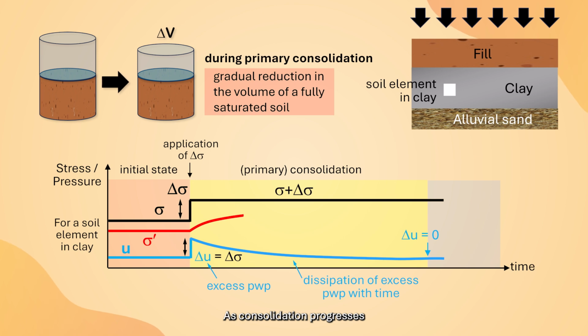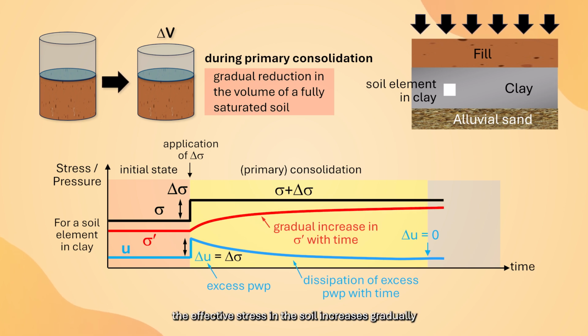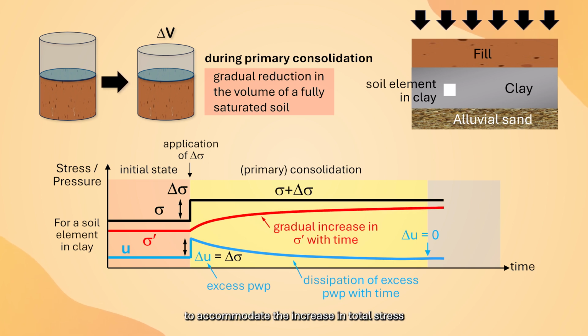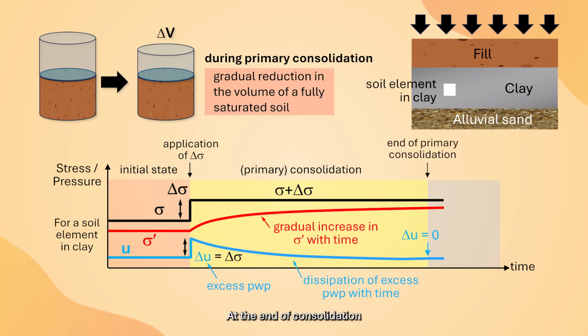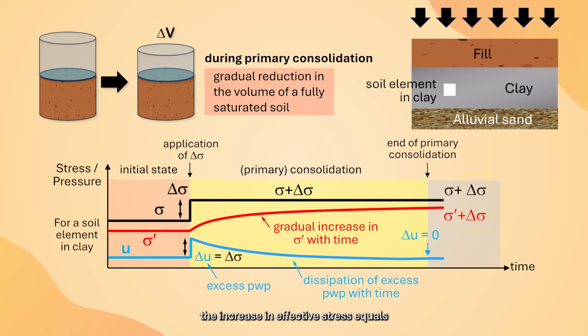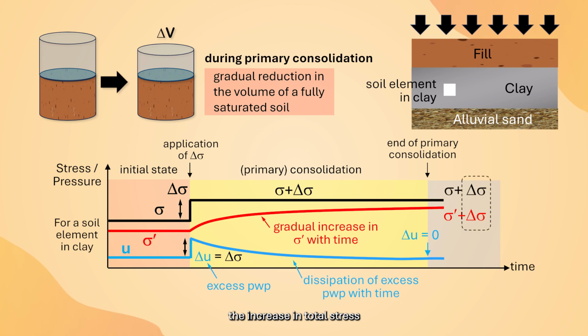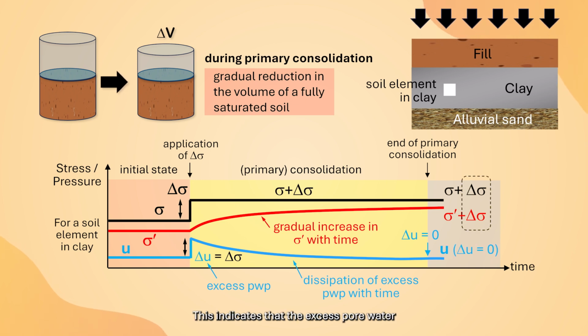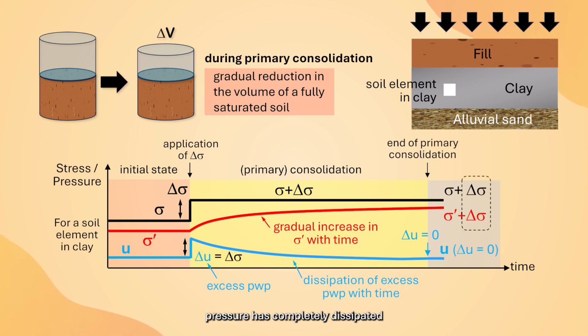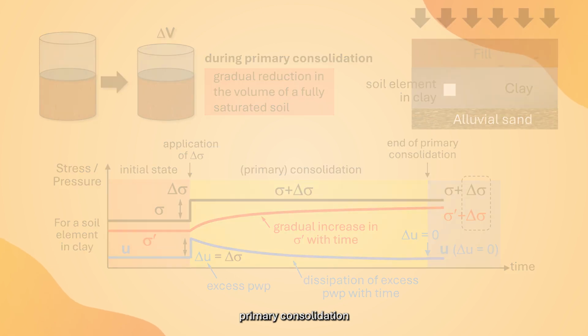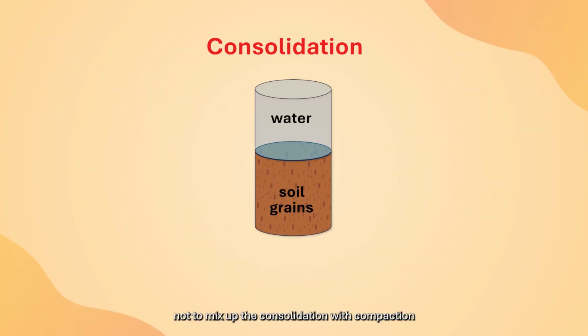As consolidation progresses, the effective stress in the soil increases gradually to accommodate the increase in total stress. At the end of consolidation, the increase in effective stress equals the increase in total stress. This indicates that the excess pore water pressure has completely dissipated, and this marks the end of the so-called primary consolidation. We must be careful not to mix up consolidation with compaction.